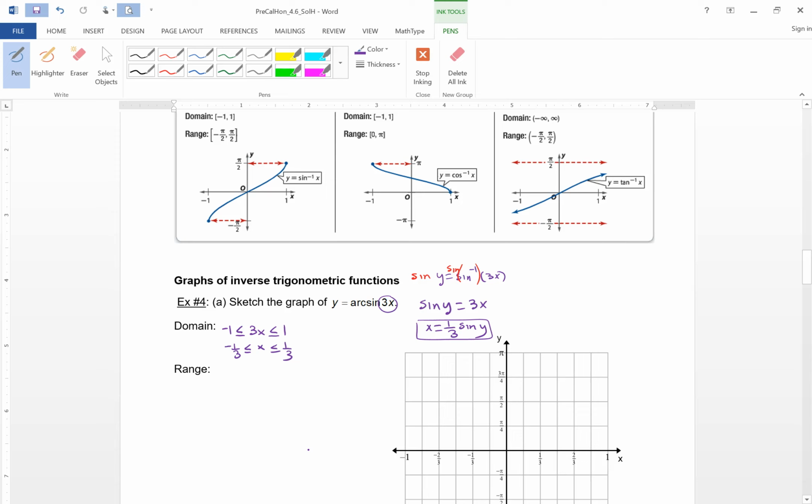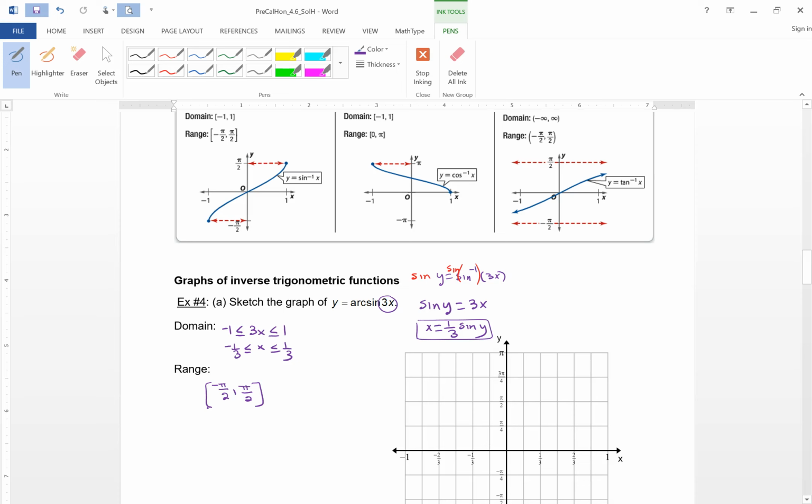For the range, this is the domain. So the domain of the regular sine gets restricted from negative to positive pi over 2. But when we say inverse sine, the domain becomes the range. So the range becomes negative pi over 2 to pi over 2. So the range now is negative pi over 2 to pi over 2.